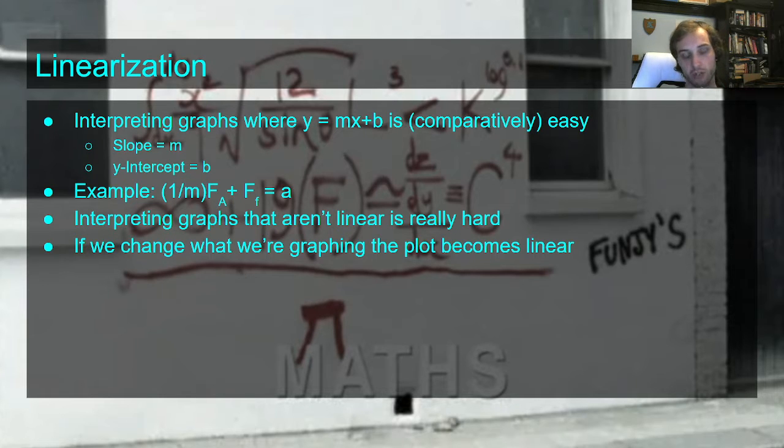If we have an equation like 1 over the mass times the force applied plus the force of friction is equal to acceleration, we really want to change this graph so that it will become a line, so that we can actually look at the plot, look at our graph, and have it work.